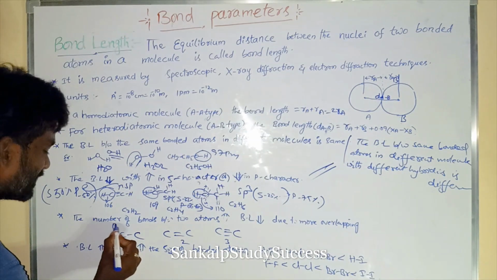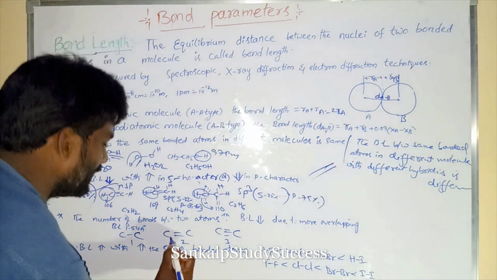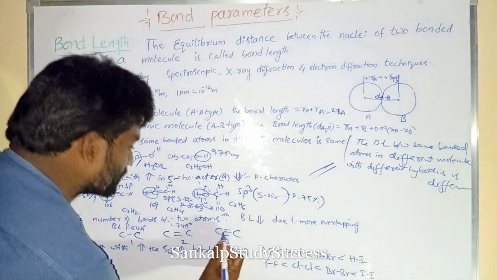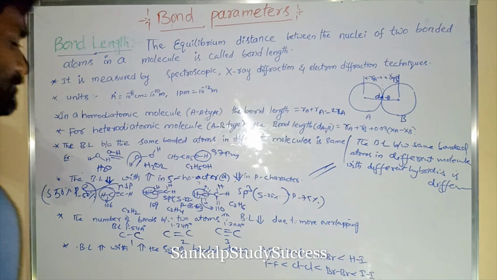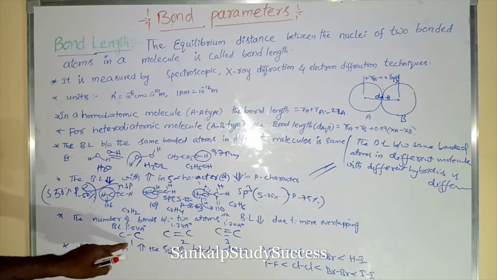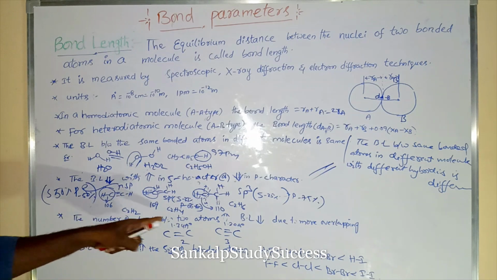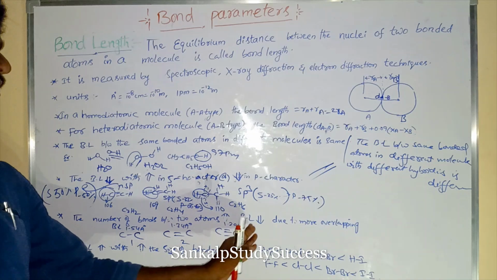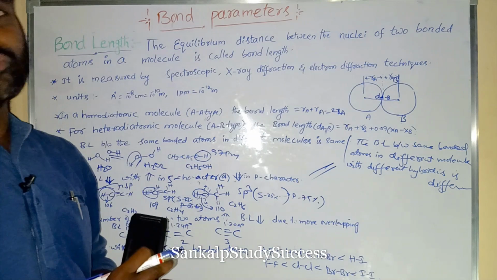So its bond length is 1.54 angstrom in a single bond, 1.34 angstrom in a double bond, and 1.20 angstrom in a triple bond. That means where the number of bonds is more, the bond length is less, but where the number of bonds is less, the bond length is high. So if the number of bonds between the two atoms increases, the bond length decreases due to more overlapping.